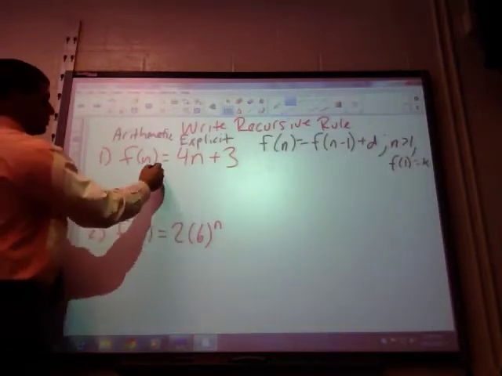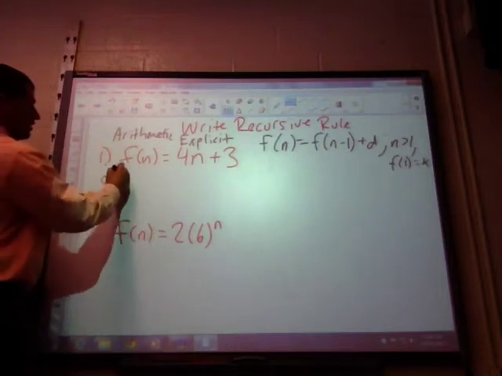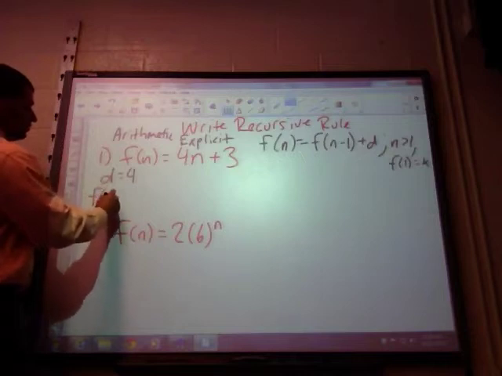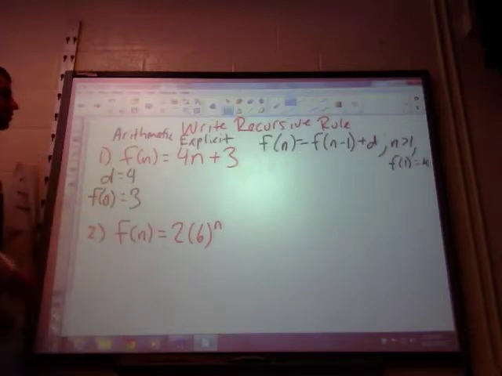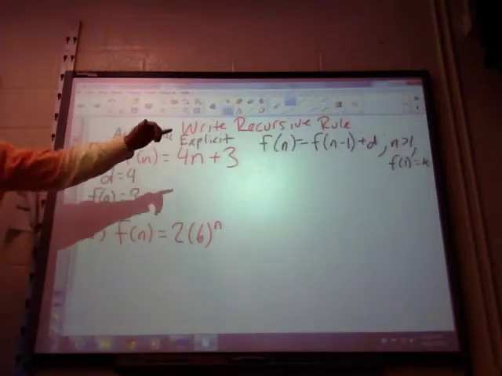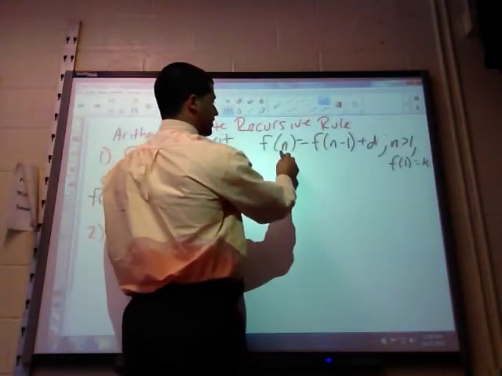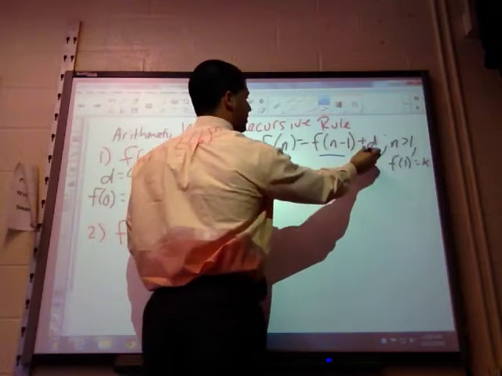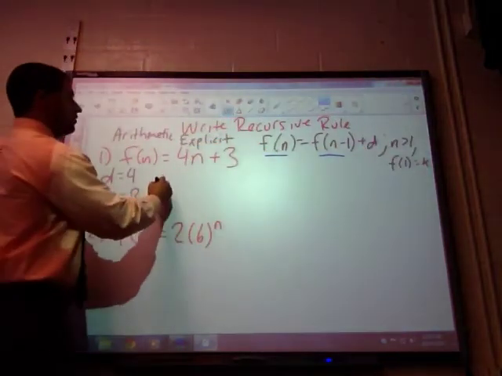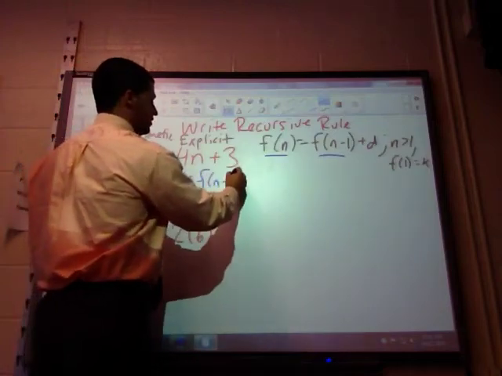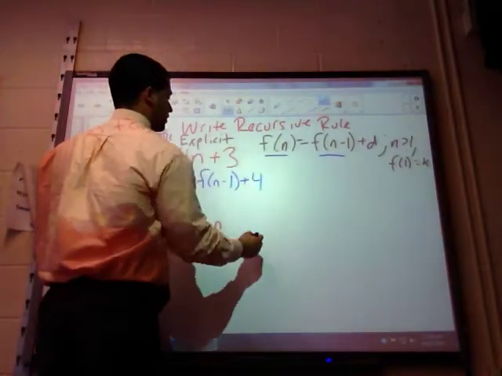So for this one, let's break out what we know. We have d is 4. We have f of 0 is 3 if we look at our formula. So now all we need to do is plug it into this. In our recursive formula, we know that this and this would remain the same. It's the common difference we need to change. So we have f of n equals f of n minus 1 plus 4, our common difference.